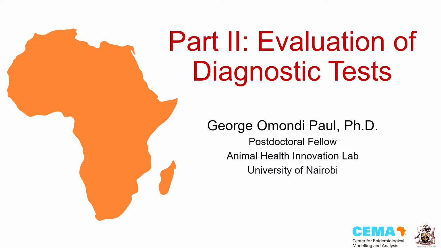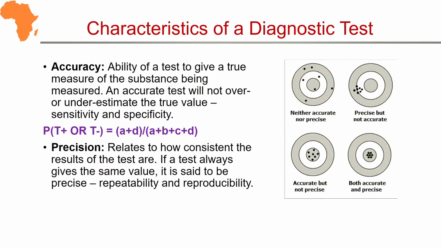Now, let's play a few games. Now, what is the accuracy of a test? The ability of a test to give the true measure of a substance being measured. An accurate test will not over or underestimate the true value. We can use sensitivity or specificity here.